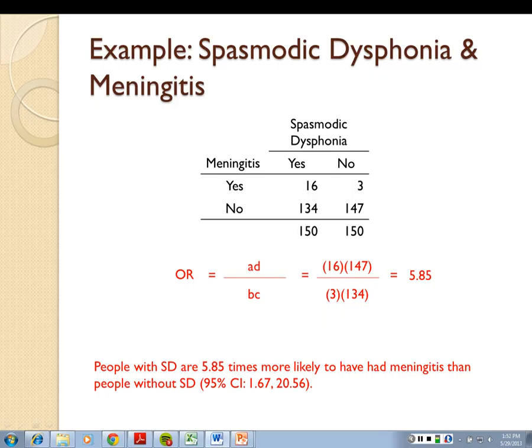Now in our example, we find a 95% confidence interval of 1.67 to 20.56. So we can state that we are 95% confident that the true odds ratio for the population lies between 1.67 and 20.56.